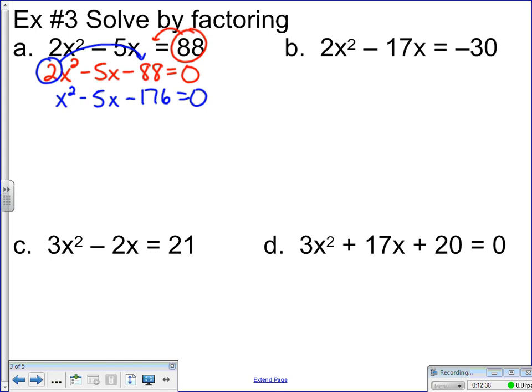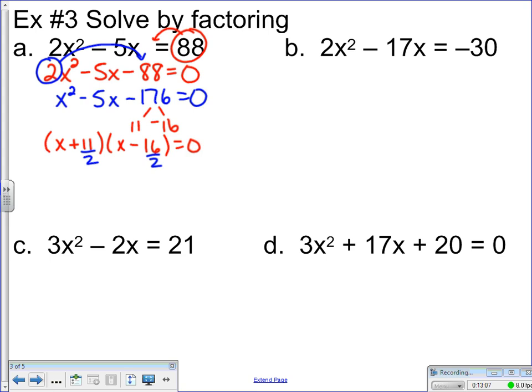And the one you're looking for is 11 and 16. 11 times 16 makes 176. And if you make the 16 be the negative, you'll get the negative 5 that's in the middle. So my factors are going to change to x plus 11 and x minus 16. Don't forget to go back and divide by the 2.